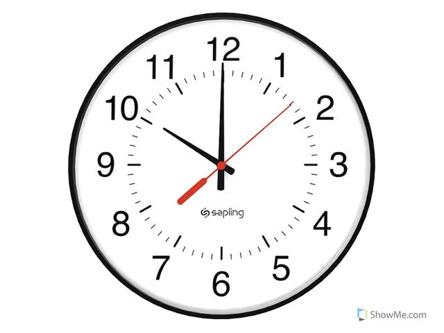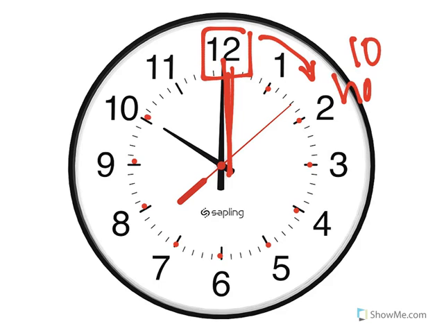Here's a great question when we're thinking about time. How many hours have passed since 12 o'clock? 12 o'clock is when both hands are on the 12. We're going to count going clockwise that way, the numbers that lead up to 10. So we have 1, 2, 3, 4, 5, 6, 7, 8, 9, 10. 10 hours have passed.